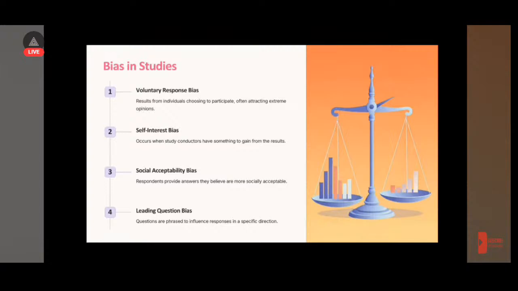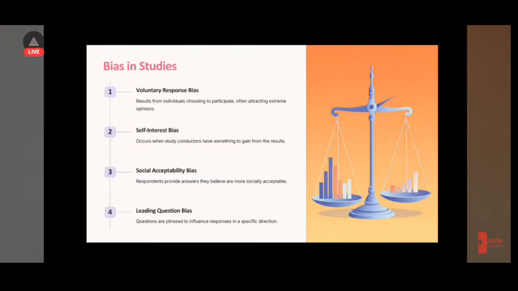And the third one is social acceptability bias. This is something that is very common too. The respondent provides answers they believe are more socially acceptable. We have different people with different cultures. So there are some cultures or some areas where women don't do a particular job. Now, when you're asking people in that region, they're going to give you something that they know is socially acceptable to them. And in the real sense, this can be wrong. So it's going to lead to bias in the study.